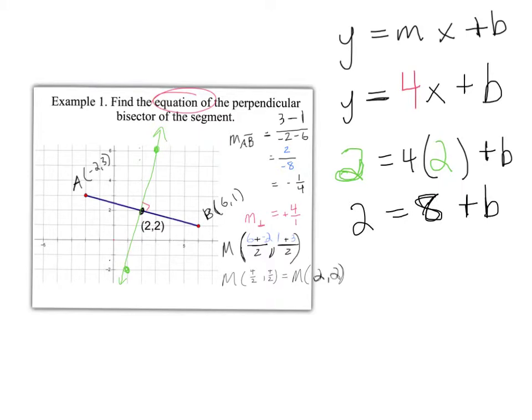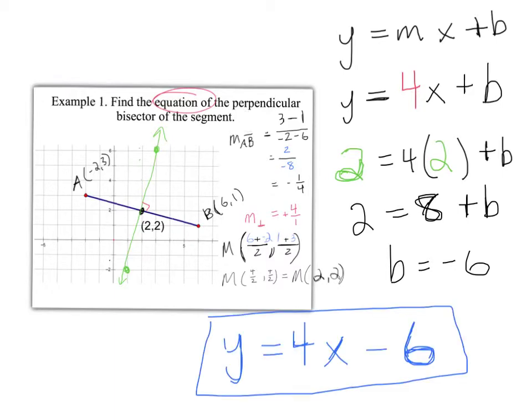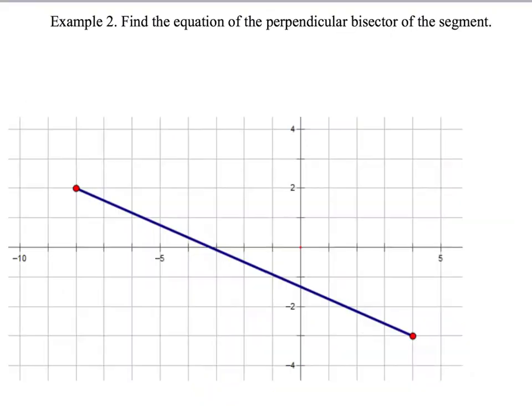Take a moment, pause if you haven't already, find b. I got -6, which looks about right. Like, given my picture, I think this line might have a y-intercept down there around -6. Find the equation of the line. So my final answer, y equals 4x minus 6. Alright, let me do this next example. I'll just go a little faster.